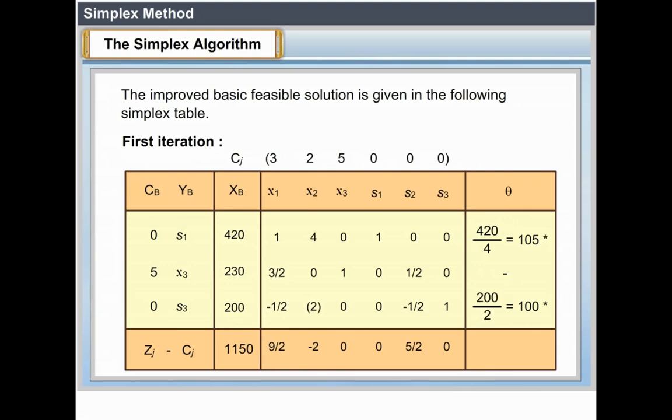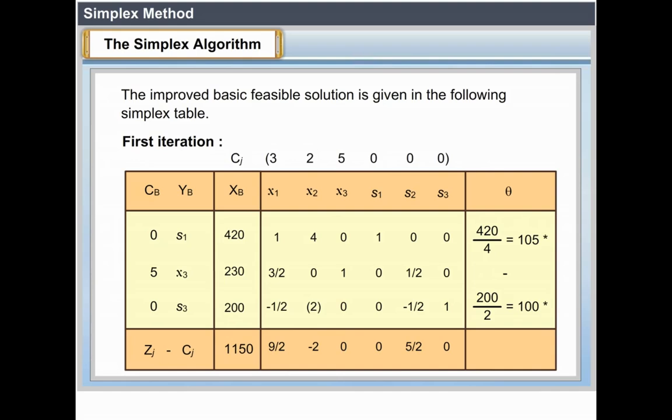Now we have to enter the values whatever we find out in the last. Entering the numbers in the table row by row. 0 for CB, S1 for YB, 420 for XB, 1 for X1, 4 for X2, 0 for X3, 1 for S1, 0 for S2, 0 for S3. And then second row, 5 for CB, X3 for YB, 230 for XB, 3 by 2 for X1, 0 for X2, 1 for X3, 0 for S1, 1 by 2 for S2, 0 for S3.